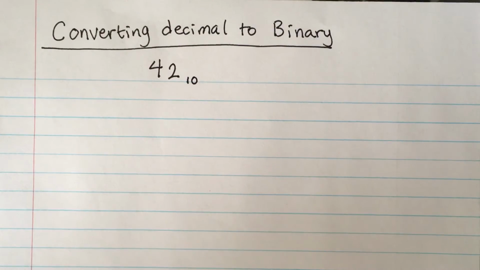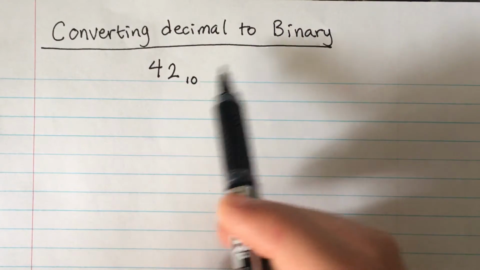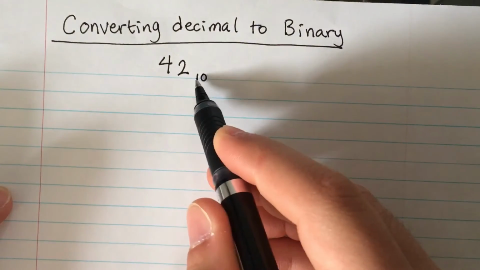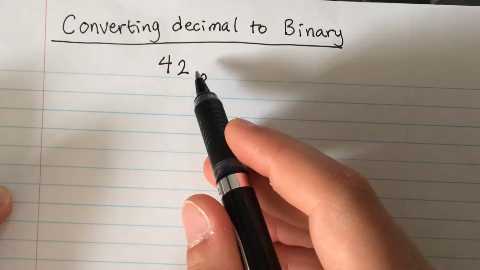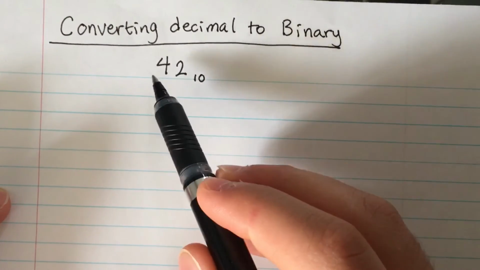Hey everybody, in this video I'm going to show you how to convert a number that is in the decimal base, so base 10, to binary, or base 2. You see this little subscript 10, meaning that it's in the decimal base. Okay, so we're just going to begin.